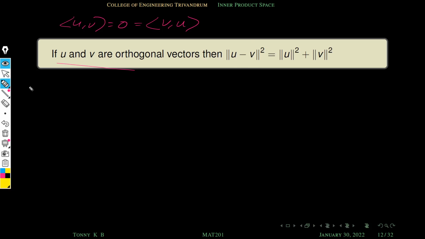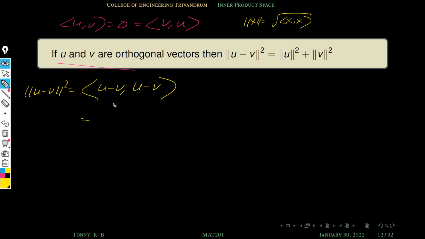This is the norm of u minus v squared. What is the norm of u minus v squared? By definition, what is the definition of norm? The norm of x is equal to the square root of the inner product of x with x. So this squared is there, and this becomes the inner product of u minus v with u minus v. Then you can expand this inner product using the distributive property. So this becomes the inner product of u, u minus v plus the inner product of minus v, u minus v. Again, you can expand this using another distributive property.